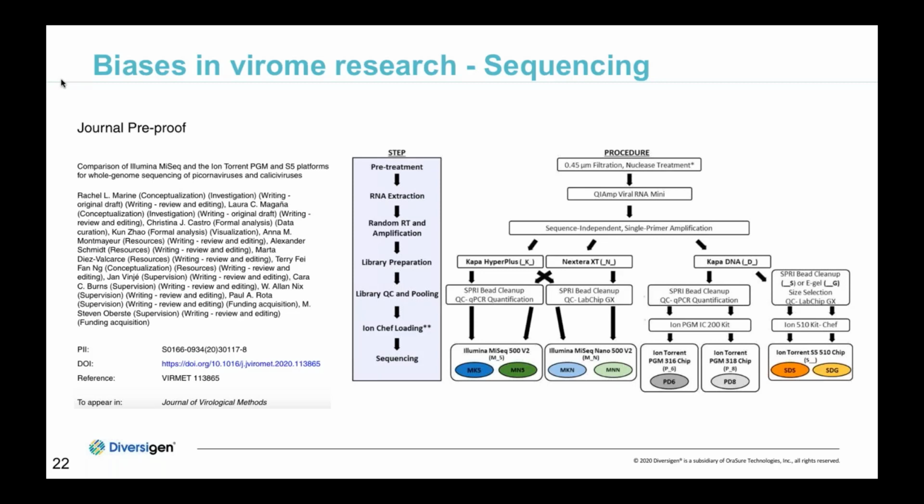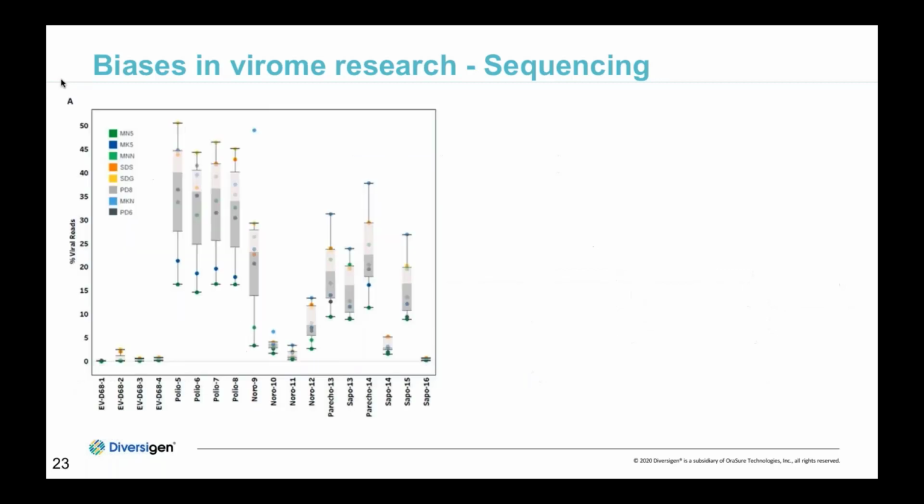Starting from left to right, the sequencing platforms and sequencing kits tested included the Nextera XT, here shown in dark blue, the Nextera XT Nano, here shown in dark green, the Kapa HyperPlus, here shown in light blue, the Kapa HyperPlus Nano, here shown in light green, the Kapa DNA Ion Torrent 316, here shown in dark gray, the Kapa DNA Ion Torrent 318, here shown in light gray, the Kapa DNA Ion Torrent S5 510, here shown in orange, and the Kapa DNA Ion Torrent, here shown in light orange.